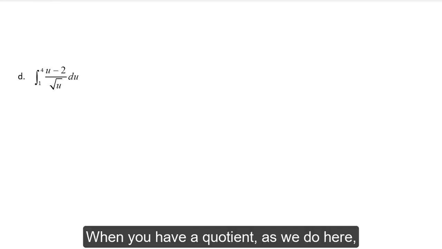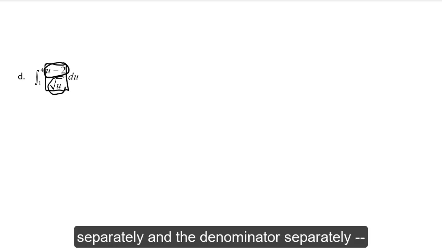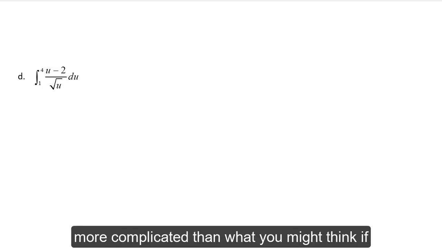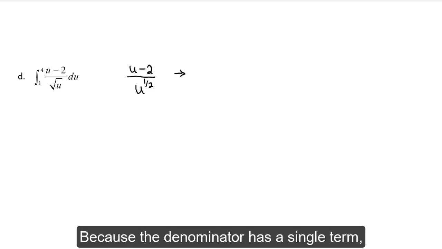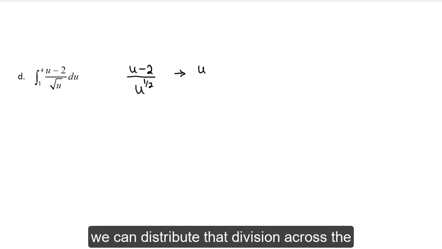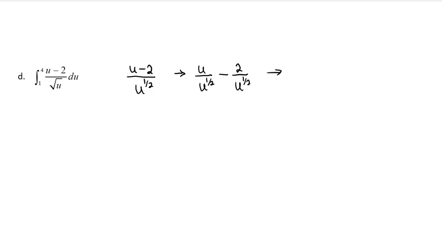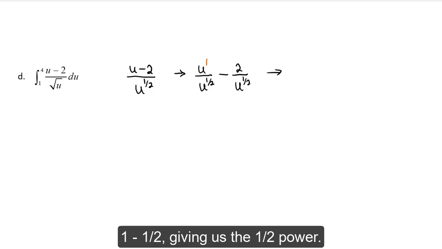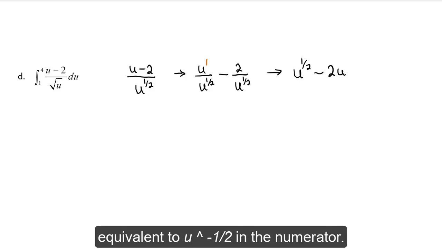When you have a quotient, as we do here, of course you can't integrate the numerator separately and the denominator separately. Just like taking the derivative of a quotient is more complicated than what you might think if you had not studied the quotient rule. Because the denominator has a single term, we can distribute that division across the subtracted terms of the numerator. By properties of exponents, we subtract 1 minus a half, giving us 1/2 power. This 1/2 in the denominator is equivalent to u to the negative 1/2 in the numerator.